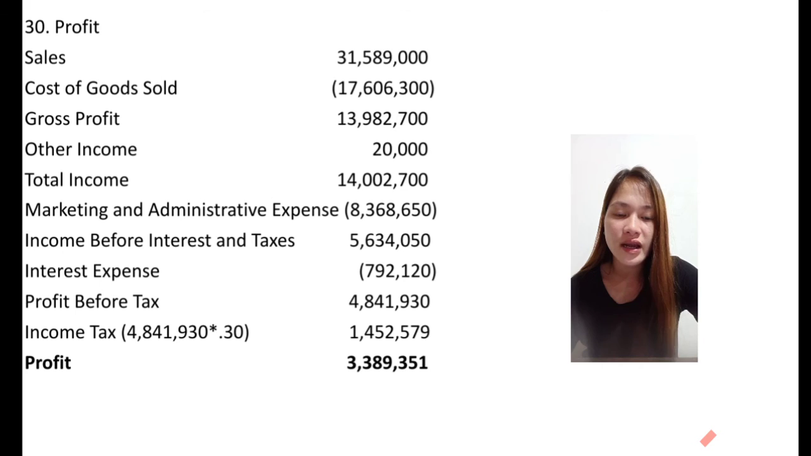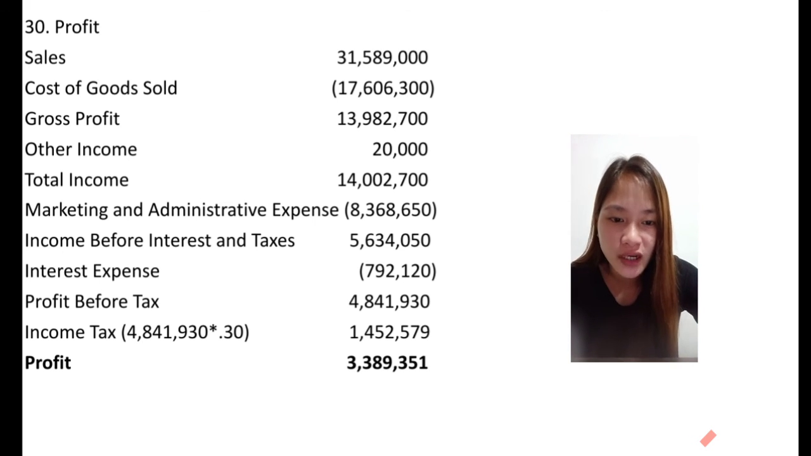So our total income is 14,002,700. So the total income will be subtracted by the marketing and administrative expense amounting 8,368,650 pesos. So the income before interest and taxes is 5,634,050 pesos.